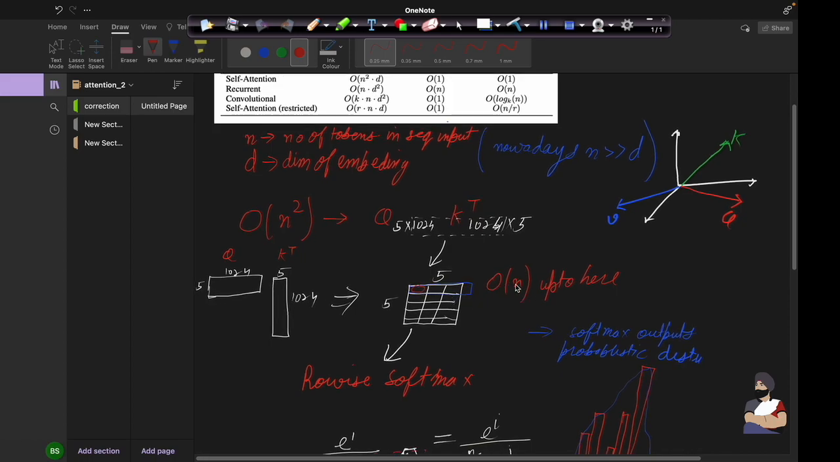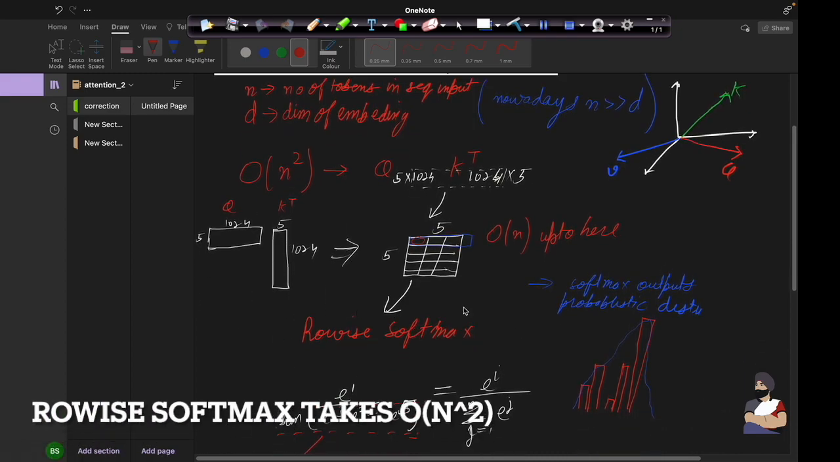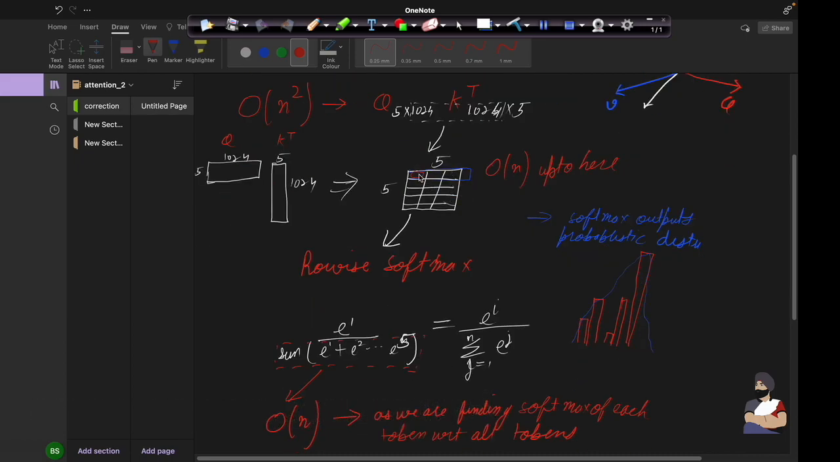It takes order of n to obtain each entry of this matrix, because we are just multiplying these two matrices, and this one is multiplied over here, and it takes order of n to perform this computation. After this, a row-wise softmax is done over the entire row of this matrix. In a row, one token is taken, and all the attention scores of the other tokens are averaged out, as explained over here.